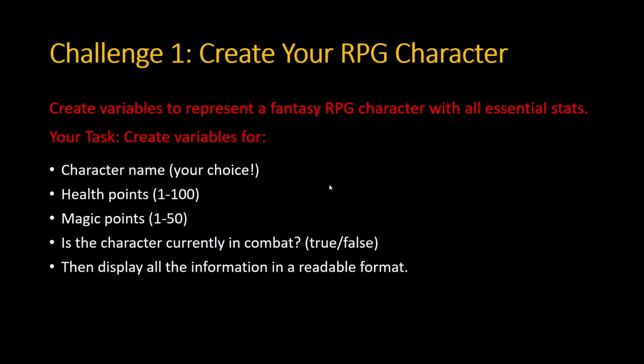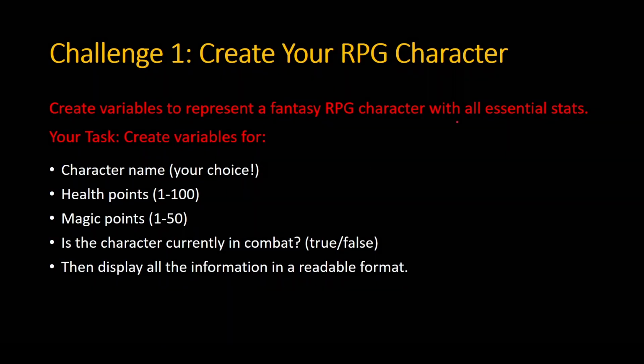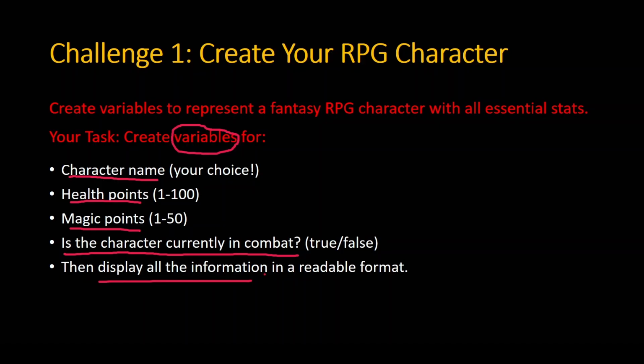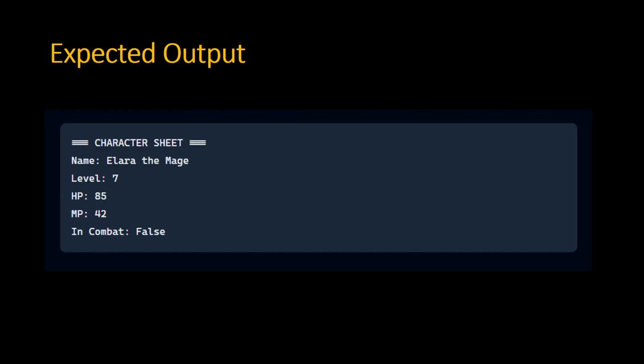Now let's head to your very first challenge, creating your RPG character. Your task is to basically just create variables and display them in the console. You'll first create variables for character name, health points, magic points, and whether the character is currently in combat, so it is a boolean. Then you'll display all the information in the output. So the expected output is this one, the character sheet. You have the name, level, HP, MP, and in combat. So it's very basic. You'll just define some variables and then display that in the console.